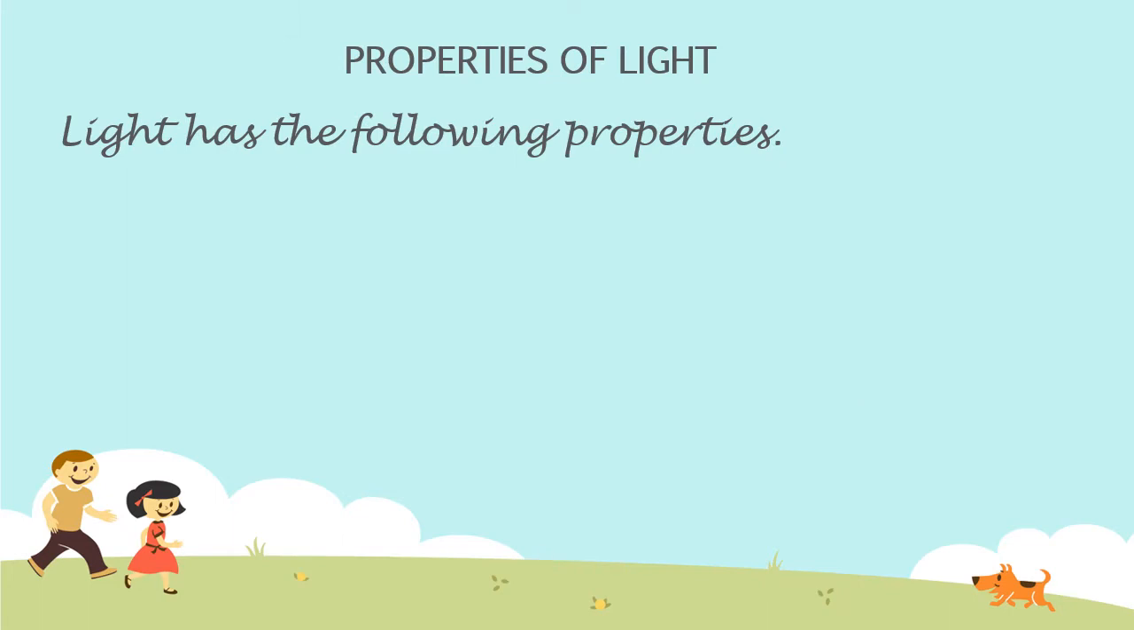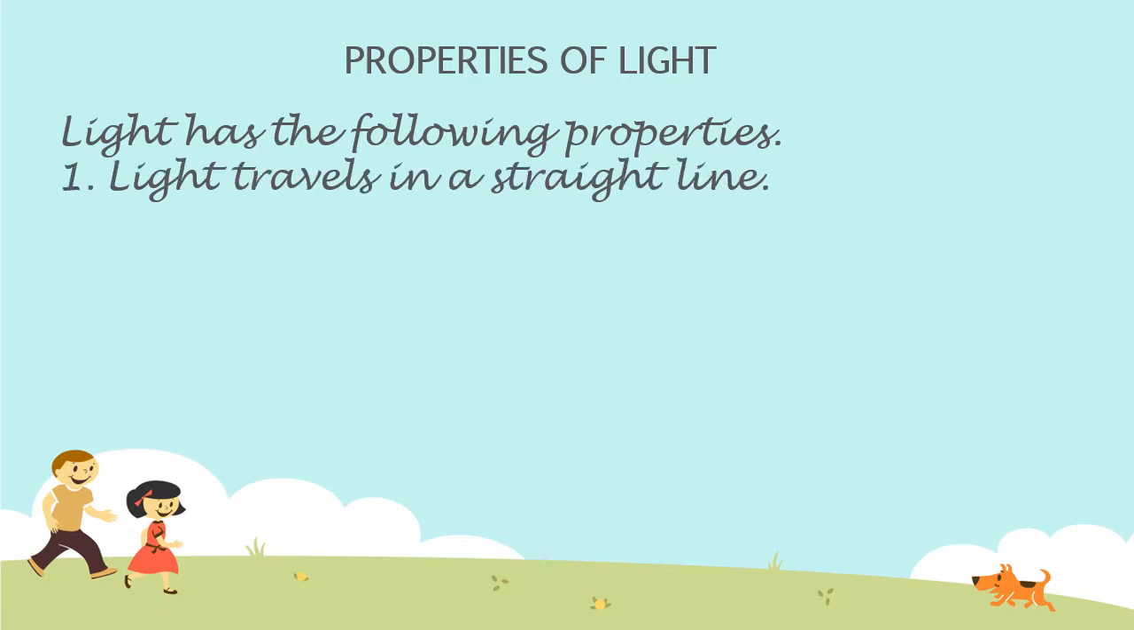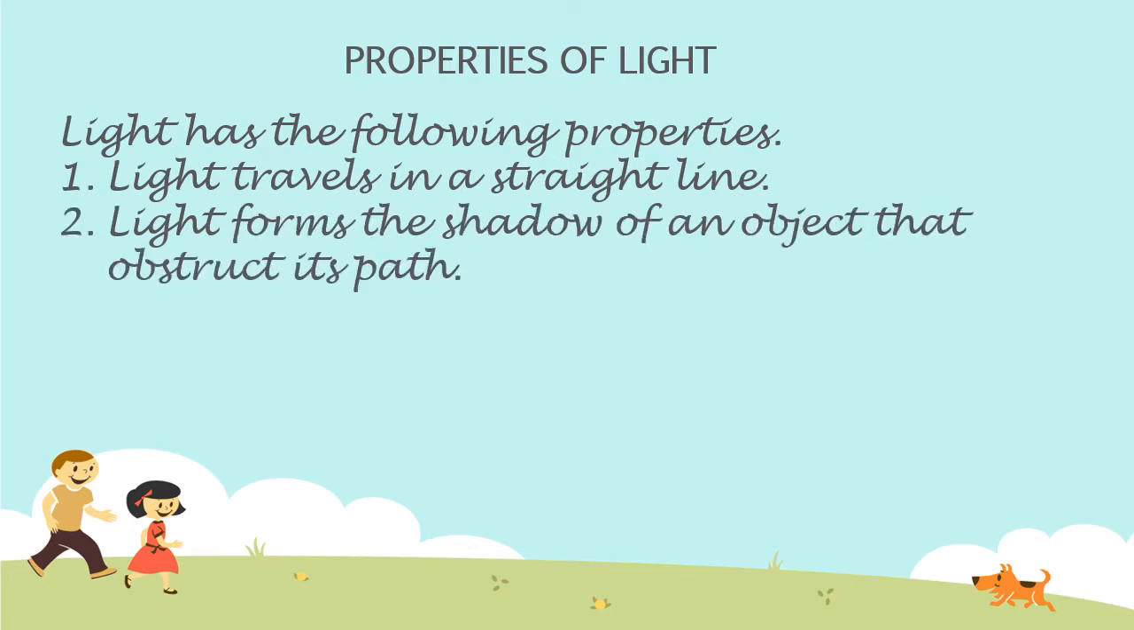Properties of light. Light has the following properties. Light always travels in a straight line. Whenever an object comes in the path of light, it blocks the path and a shadow of that object is formed. That is why whenever you step out on a sunny day, you can see your shadow on the road.